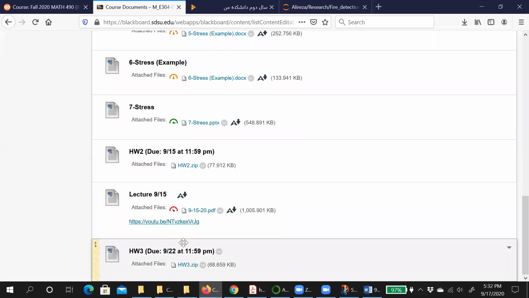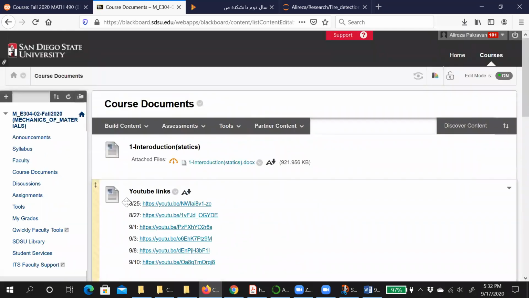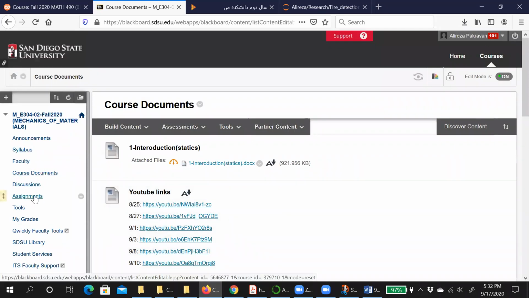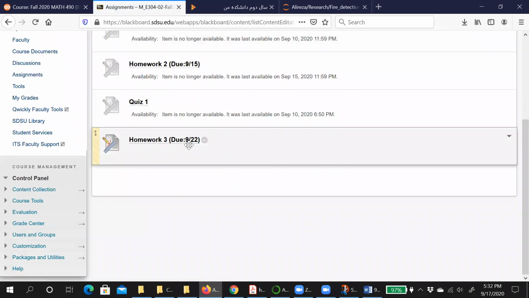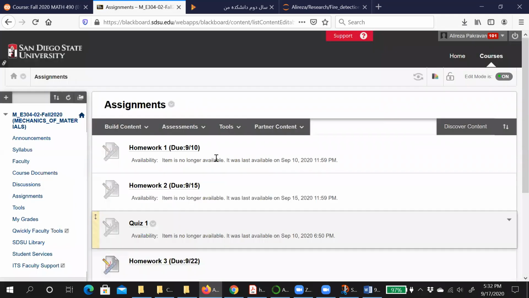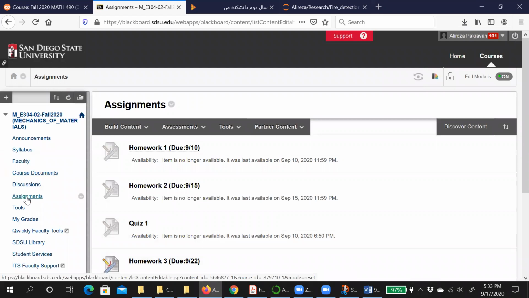I want to put the homework for today, but for next Thursday, because this homework has 3 problems only. And the next homework, if I assign it today, also has 3 problems. If you go to the assignments tab in your Blackboard, you can see homework 3 is due 9/22, and homework 4 would be 9/24, right? So that's about the Blackboard course.